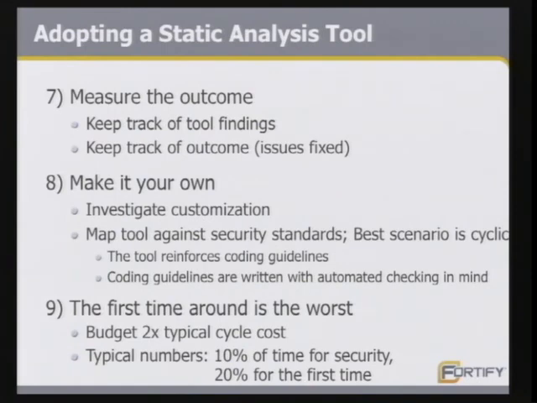Our numbers, and Microsoft has numbers to support these, show that the first time around is usually twice as expensive as subsequent iterations, and that in general, adding software security will add about 10% overhead to an existing process.